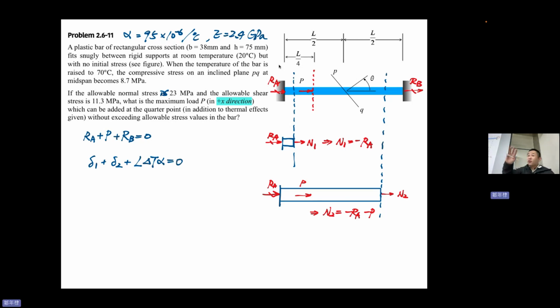So 3 types of deformation: the deformation due to N1, the deformation due to N2, and thermal. These 3 types summed up together need to be the same, need to be no deformation in total. So the first one is the equilibrium equation. This is the compatibility equation.